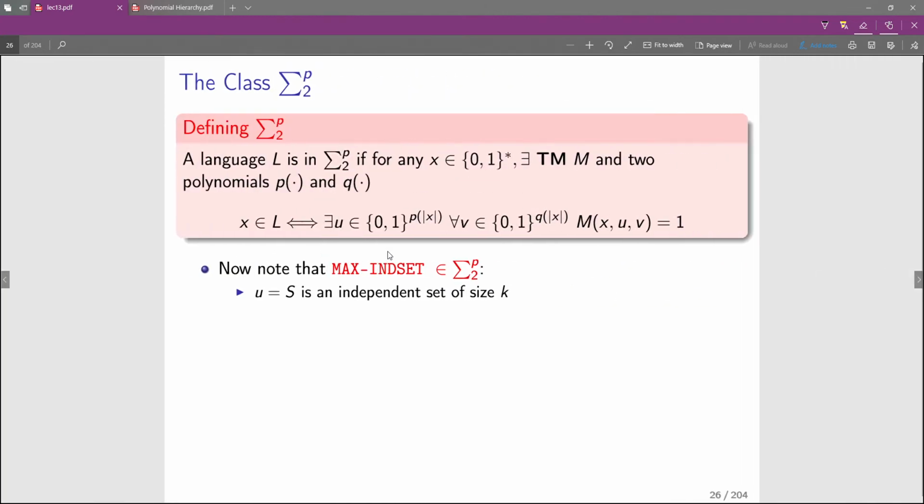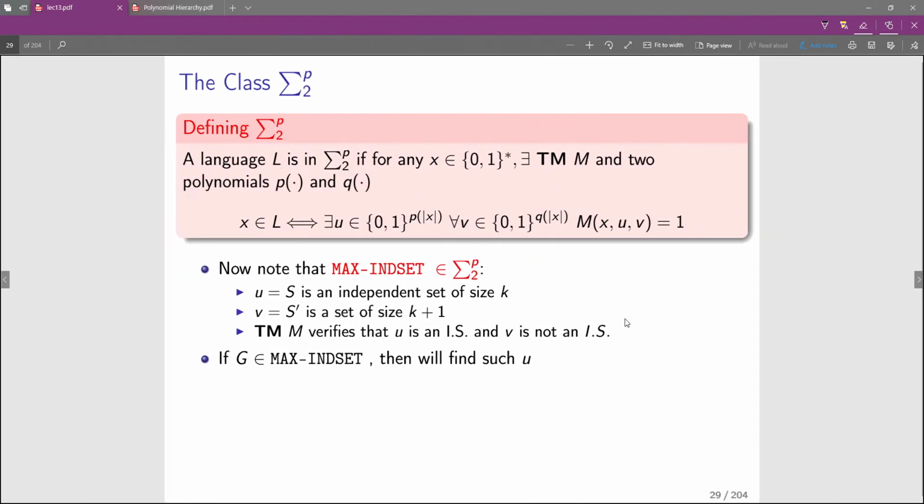So the first part of the certificate, U, forms the independent set of size k, and the latter part, V, is used to prove that no independent set of size greater than k exists. Our Turing machine M verifies that U is an independent set and V is not an independent set. So how do you go about designing it? How does our Turing machine work?